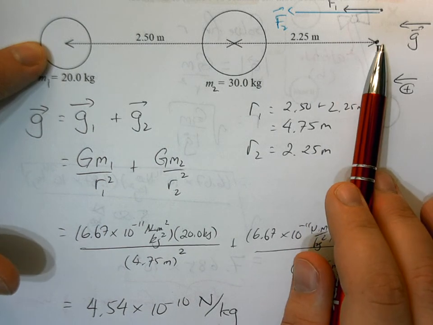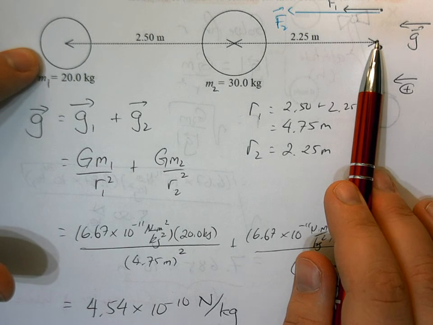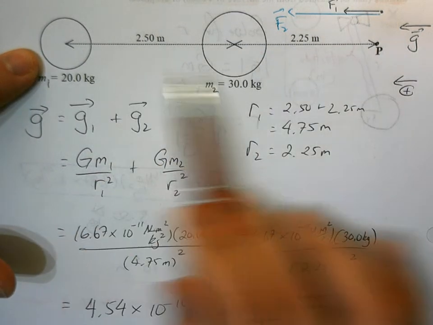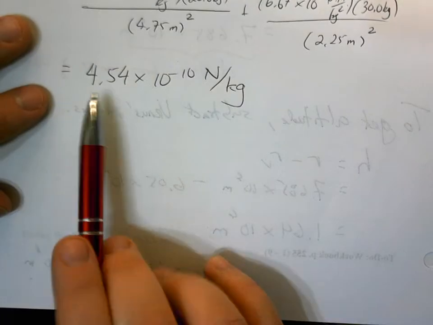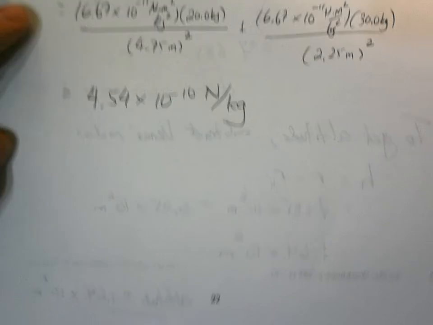it could be you, me, doesn't really matter. What it's saying is an object placed at that point will accelerate towards these two bodies at a rate of about 4.54 times 10 to the minus 10 meters per second squared. As we've mentioned, acceleration due to gravity is only going to be significant when we deal with large masses. Tiny masses are not going to do much in that way.